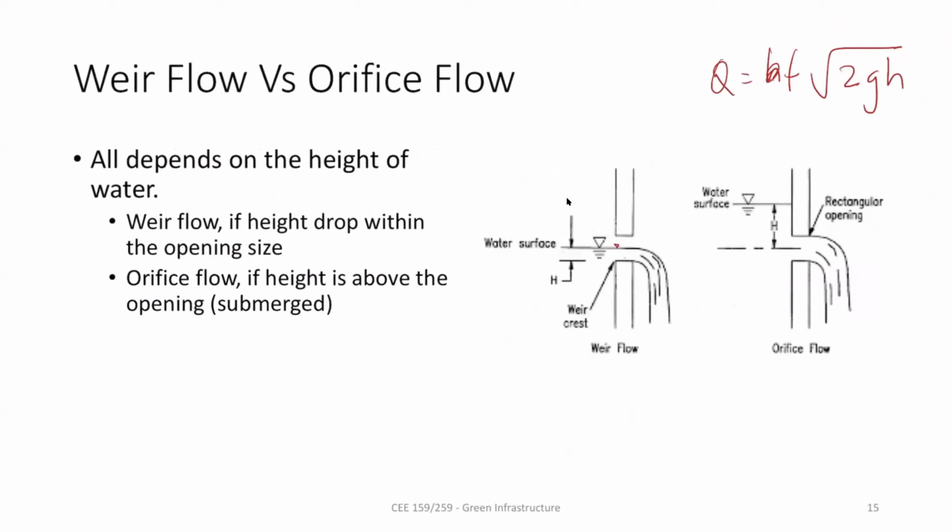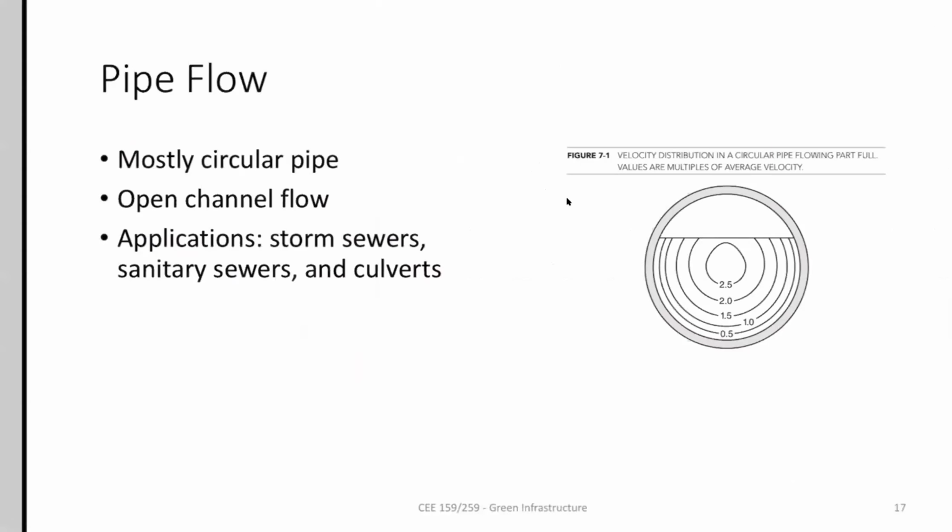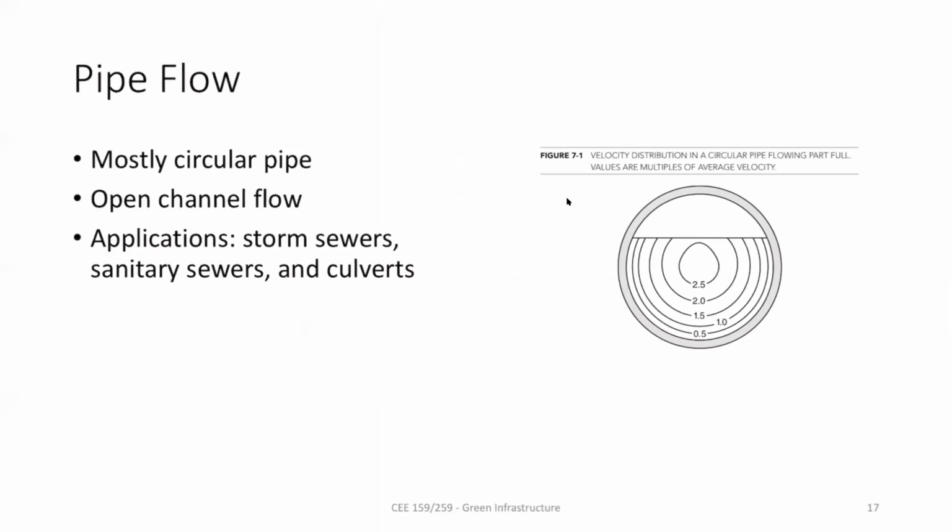All right, so next is pipe flow. Pipe flow is most common in stormwater. Mostly circular pipe is used, really large pipe. Even though the pipes are large, that doesn't mean they're always filled with water. It's always half filled or lower. Basically in LA, most of the pipes run dry.